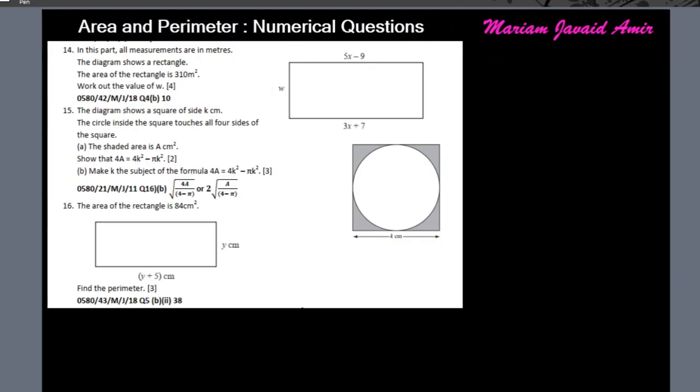Question number 14, which says, in this part all measurements are in meters. The diagram shows a rectangle. The area of the rectangle is 310. Work out the value of W.